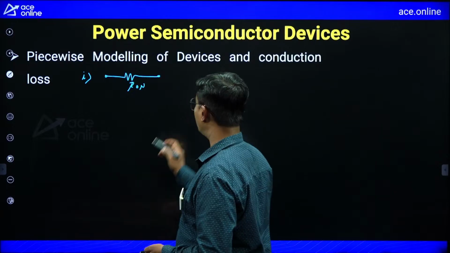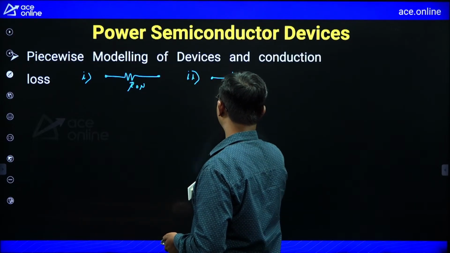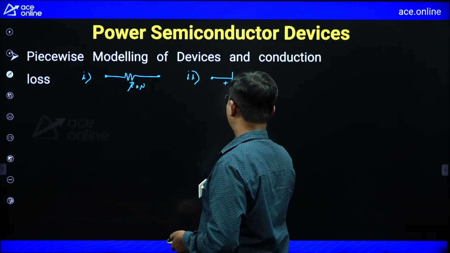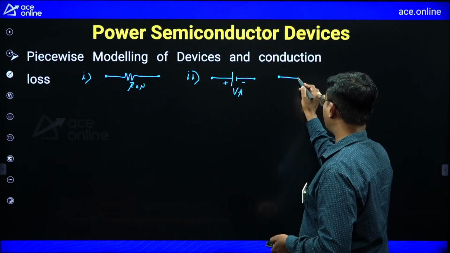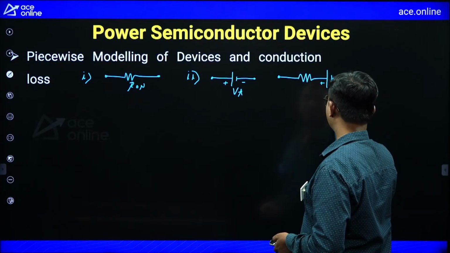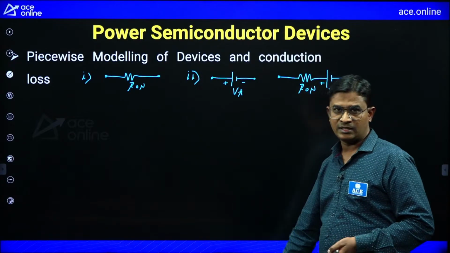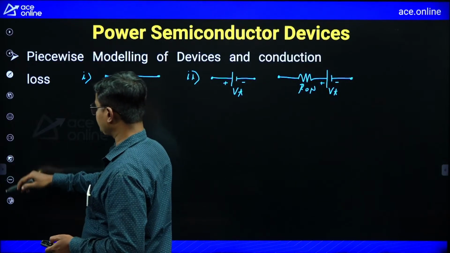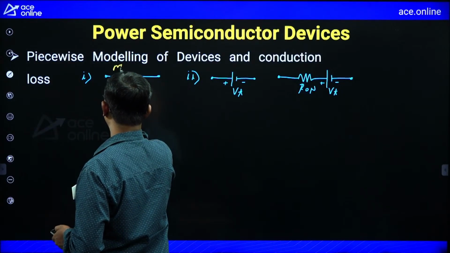Second model is a constant voltage drop, VT. And the third model is a combination of these two, meaning VT in series with Ron. So these 3 models we are having. Generally the MOSFET during on state is represented as a pure resistor.